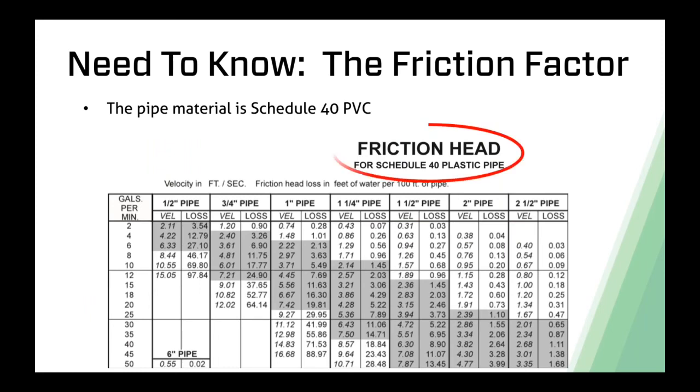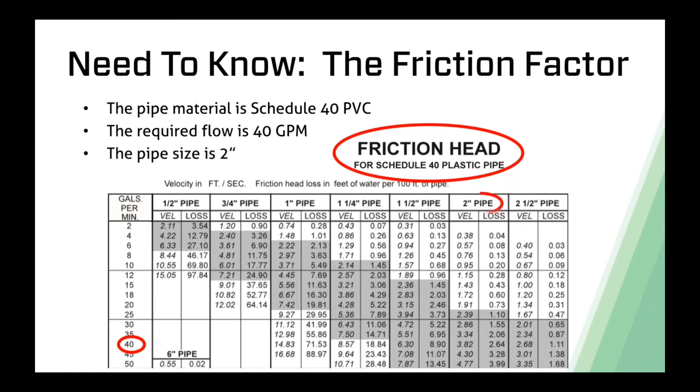We know that the material that we're dealing with is Schedule 40 PVC pipe. So we want to make sure that the friction loss chart that we're looking at is set up for that, and in this case it is. We were told early on in the job that we needed 40 gallons a minute. That was the design flow that we had to have. So we find 40 gallons a minute over on the left-hand side.